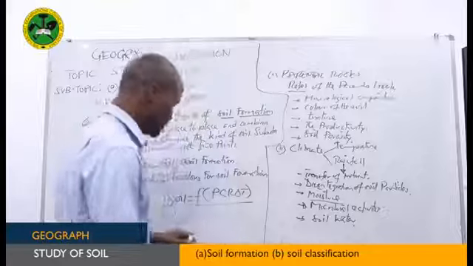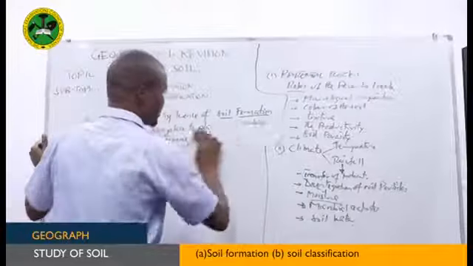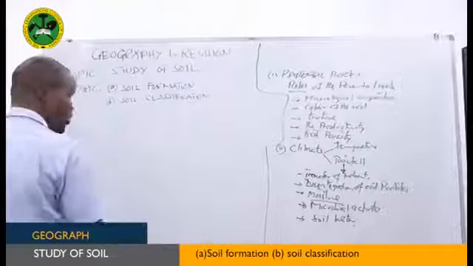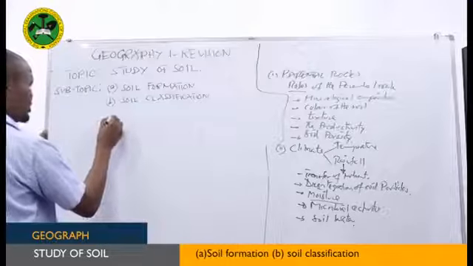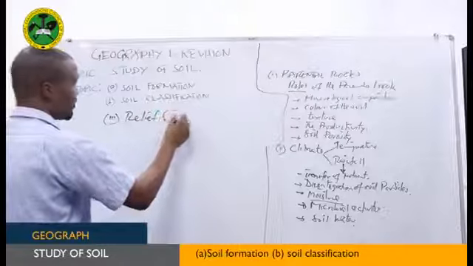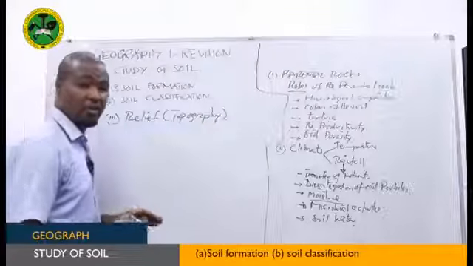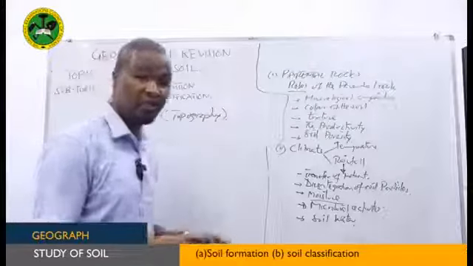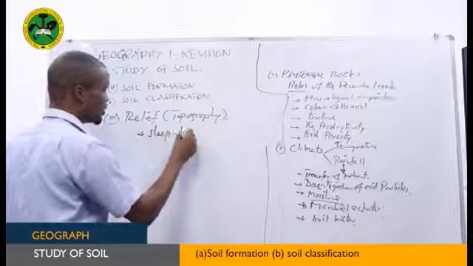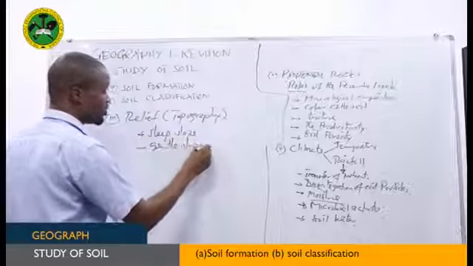Then from there, we have another factor, which is the relief, or the topography. We know the relief of an area can influence the formation of soil in different ways. For instance, let's consider the steep slopes and the gentle slopes.